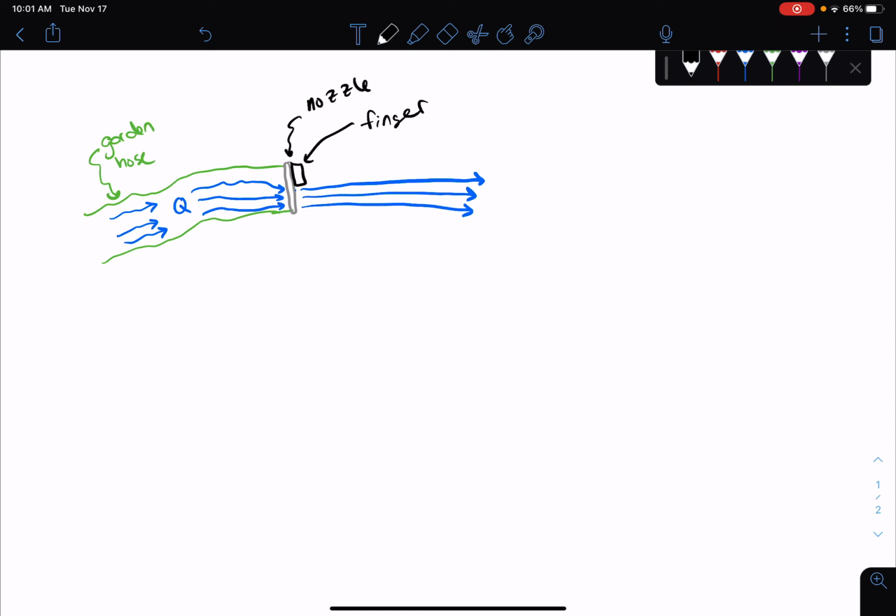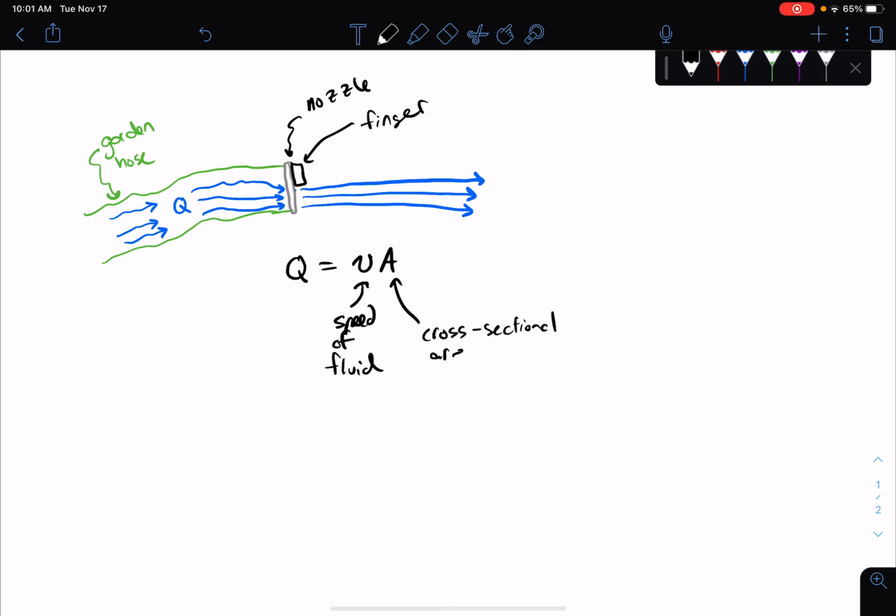And so we quantify this. First of all, we quantify the flow rate by this equation, V times A, where V is really the speed of the fluid, and A is the area. It is the cross-sectional area of the hose or the pipe or whatever it is.